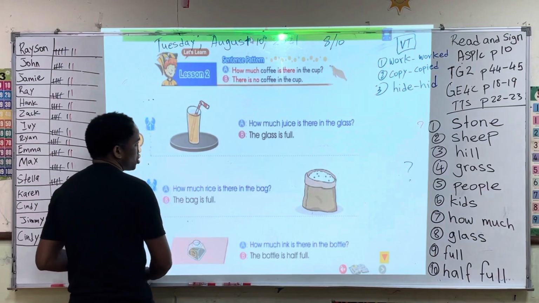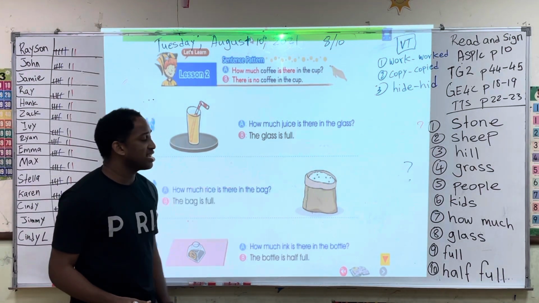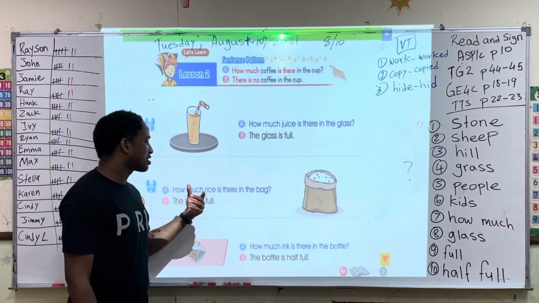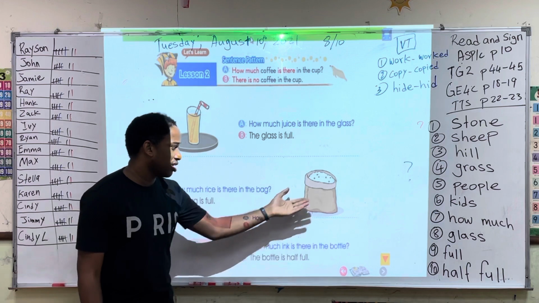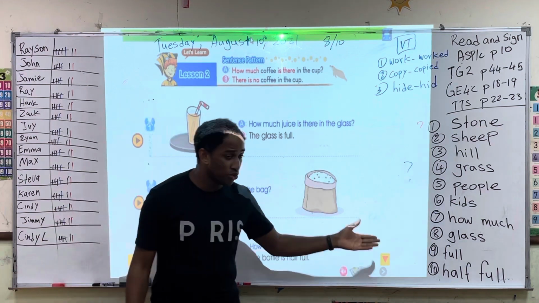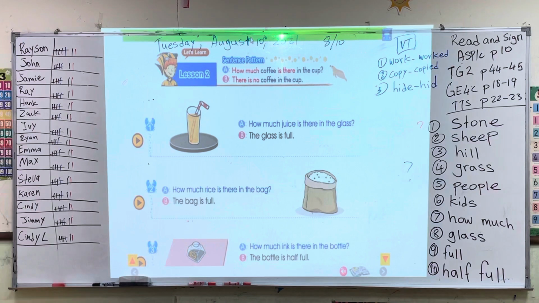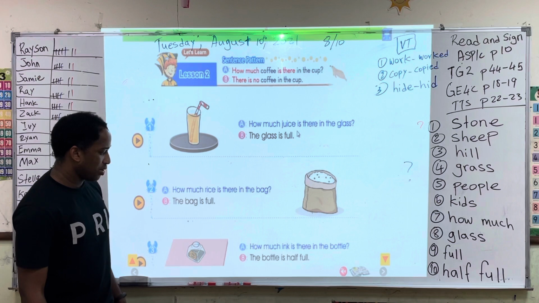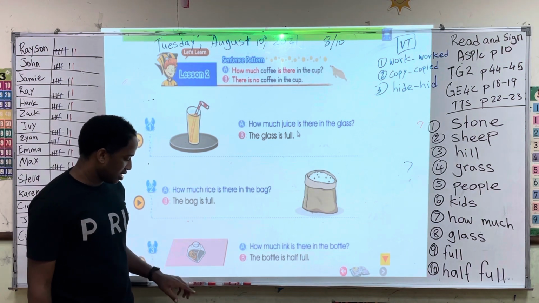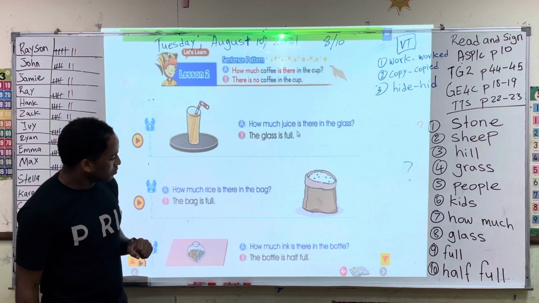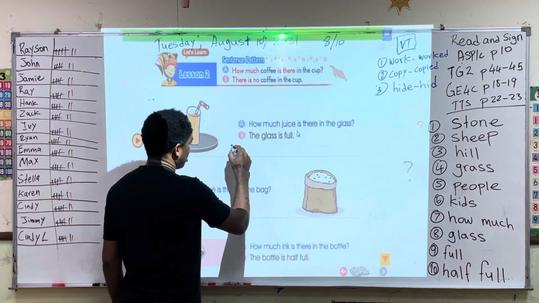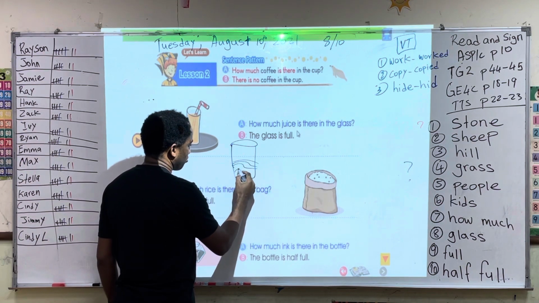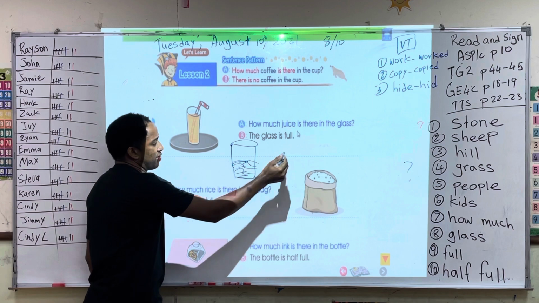Now we go to number 2. The glass is full. How much rice is there in the bag? The bag is full. So remember, full. Good. Now let's go to number 3. How much ink is there in the bottle? The bottle is half full. Let's say this is a glass. It is half full. Good.